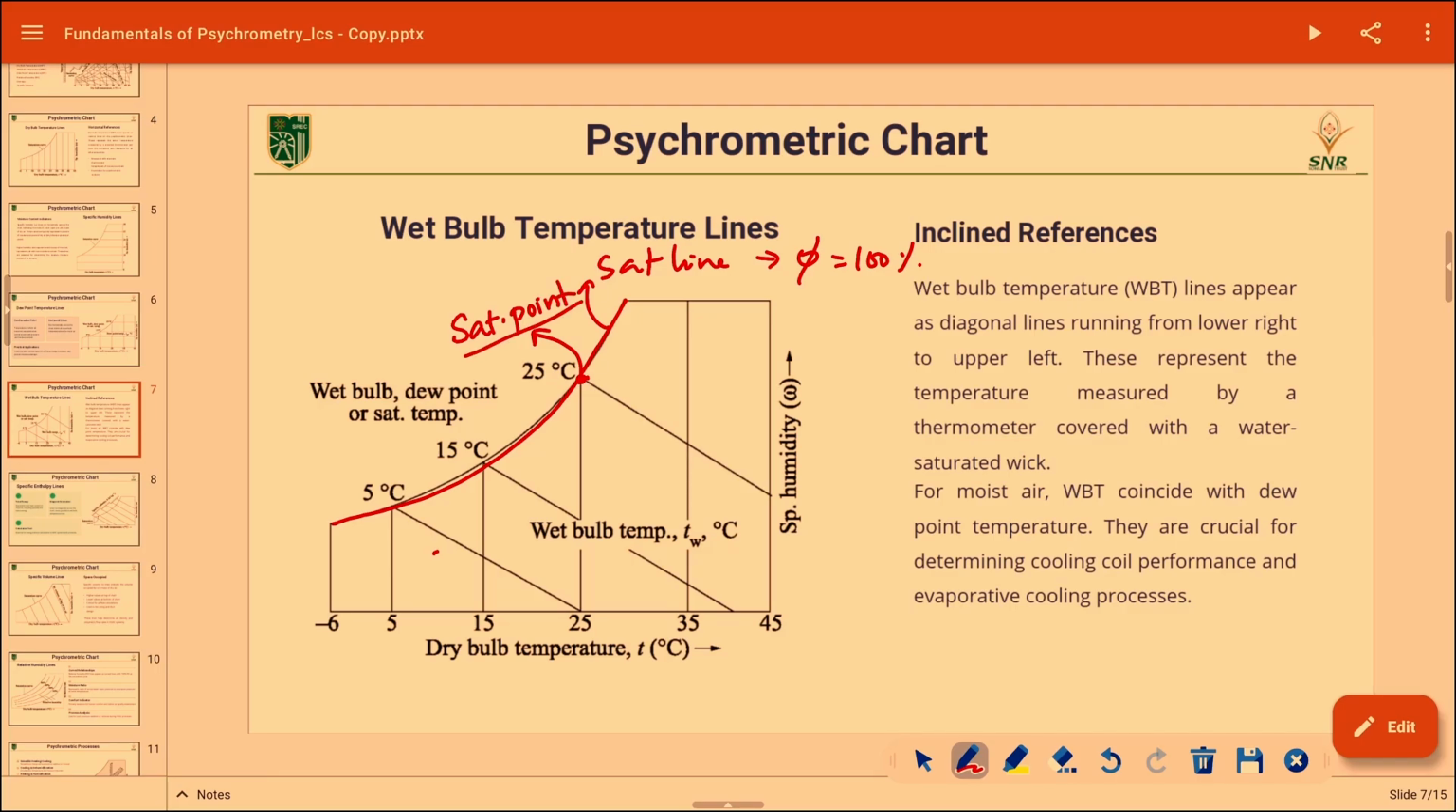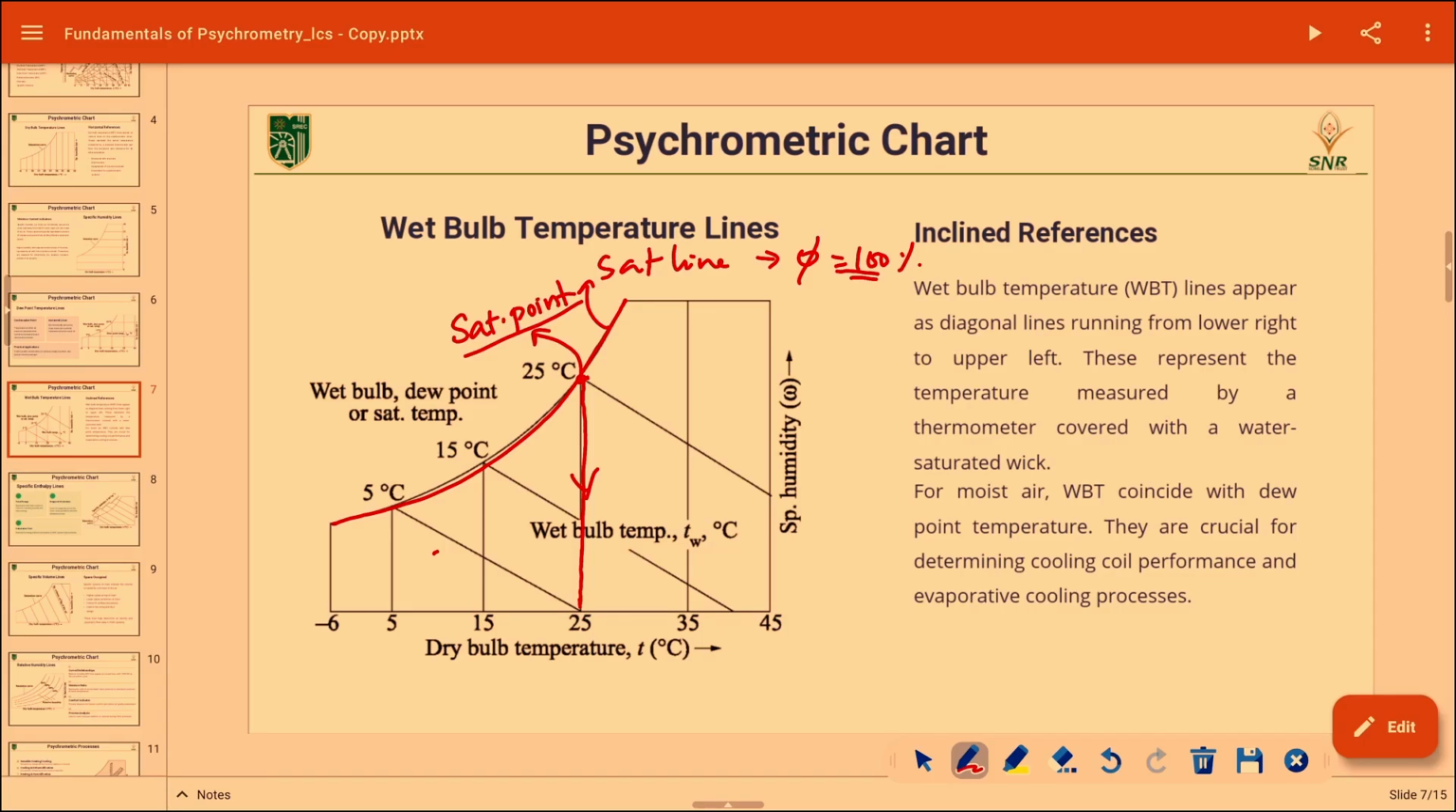At this point the air is completely saturated, it has 100% relative humidity and specific humidity in it, right. So, what is the dry bulb temperature? Draw a vertical line. Dry bulb temperature is 25 degrees Celsius. What is the wet bulb temperature?